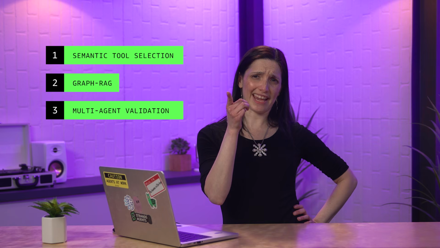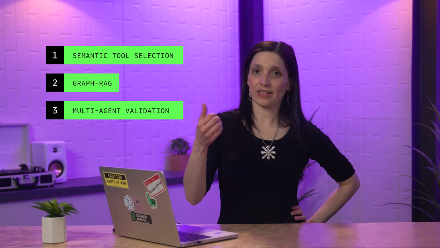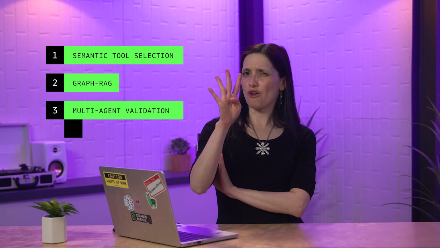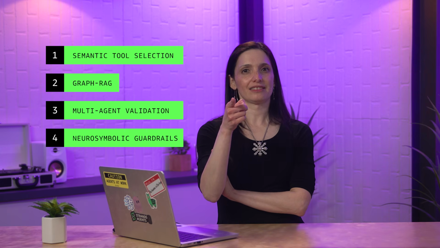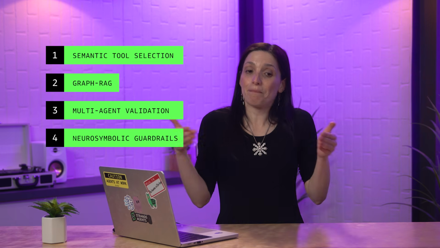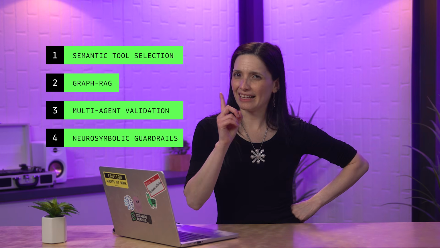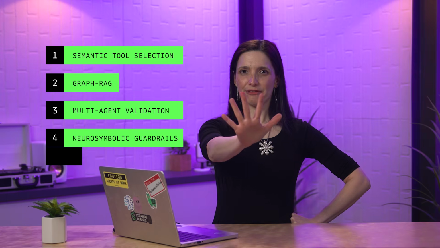3. Multi-agent validation. A second agent checks every response before it reaches the users. Silent failures get caught instead of confirmed. 4. Neurosymbolic Guardrails. Your rules live in Python code, not in the prompt. The model cannot skip them.